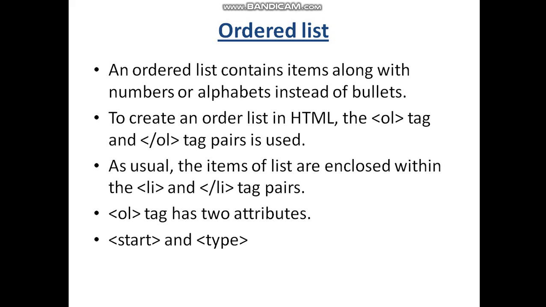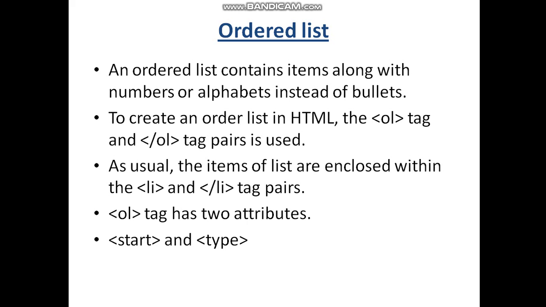As the name suggests, OL indicates the ordered list, like in an unordered list we use the UL tag. To create an ordered list in HTML, the OL tag and end of OL tag pair is used. As usual, the items of the list are enclosed within the li and end of li tag pairs, same as in a UL tag.